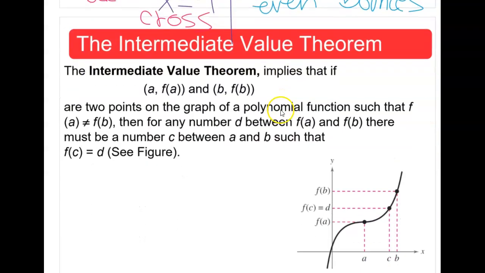Okay, next one, intermediate value theorem. This gets overlooked a lot, but it's very important, and I will more than likely give you a question like this on your test because it's so easy to grade. So what this theorem talks about, it compares two x values. In this case, those two x values are a and b. So we're going to have x equals a and f of a.